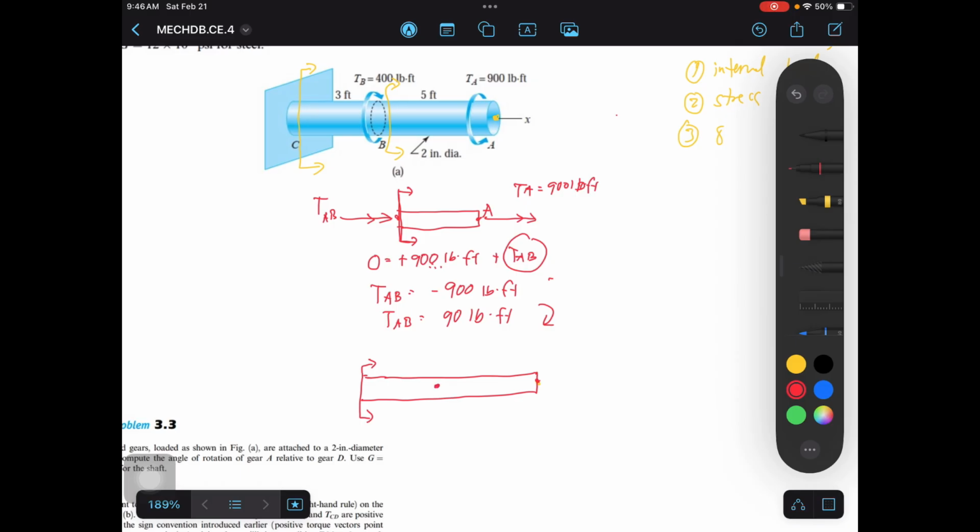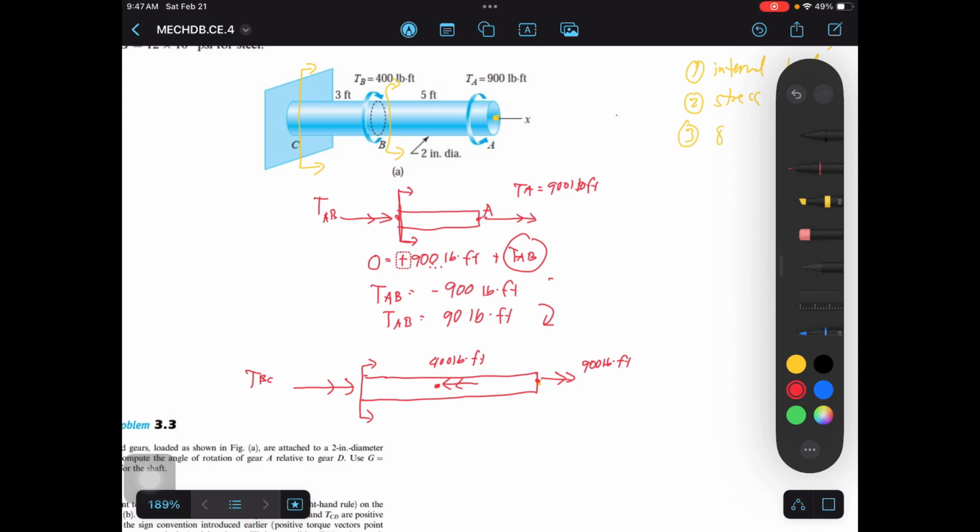Ito si point B. So, sa point A, meron tayong counterclockwise, so that's going to the right na double-headed arrow na 900 pounds-feet applied torque. And then, sa point B, it is a clockwise, so that is a double-headed arrow na going to the left with a magnitude na 400 pounds-feet. Eto na, wala nang ibang applied load. So, now we can get yung internal reaction doon sa segment BC, so this will be TBC. Hindi natin alam ang direction ni TBC, so let's assume going to the right ulit.